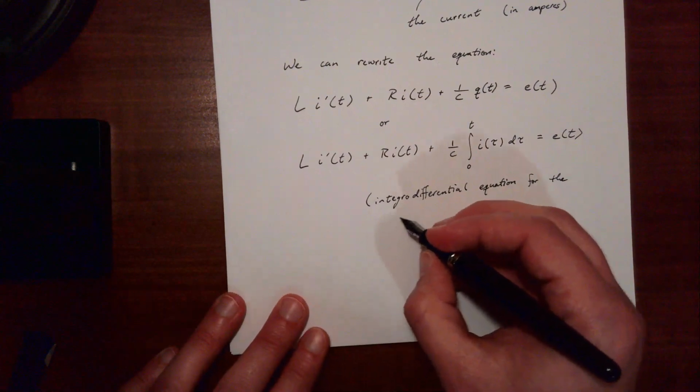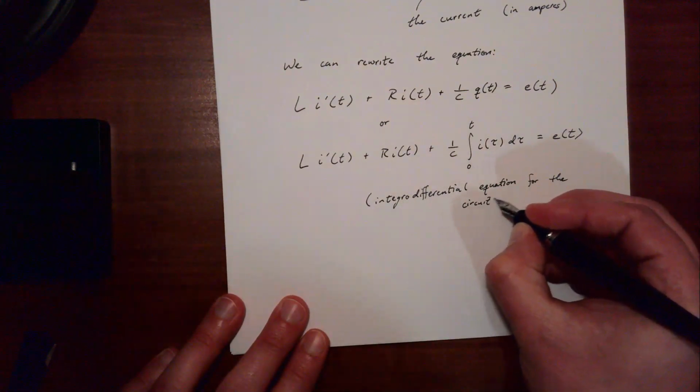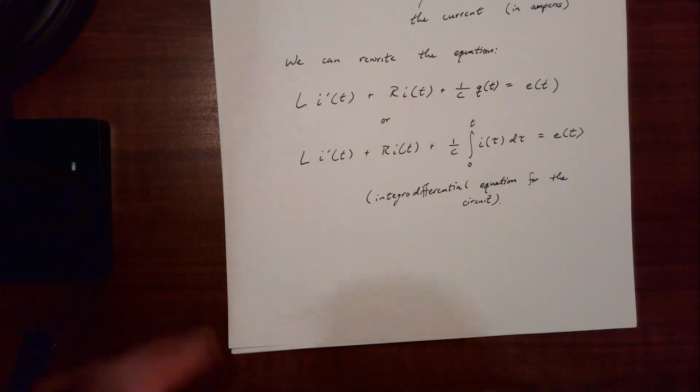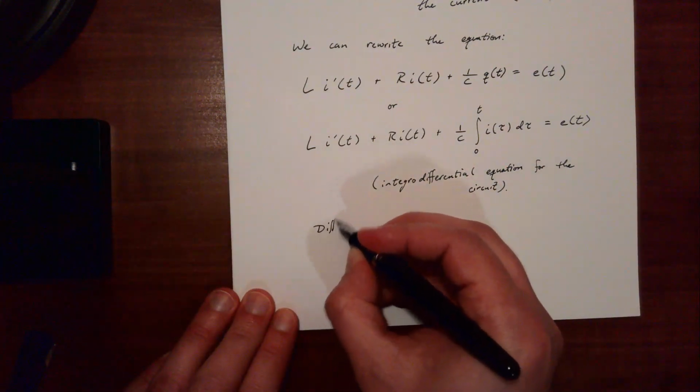For the circuit. And that, again, is a thing that people sometimes use, but it's well beyond our comfort zone. We don't like to have an equation that involves integrals and derivatives together. Hence the name integral differential. So if we just differentiate both sides of this, we'll be great. So differentiate both sides to get rid of that integral.